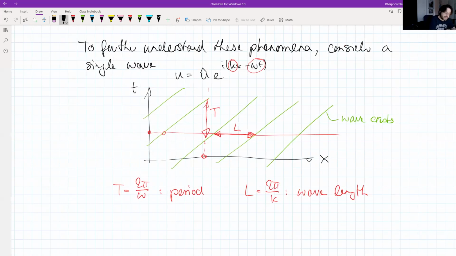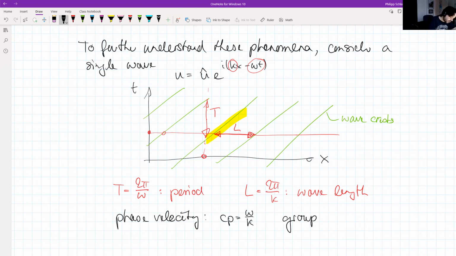But now I can, of course, define a speed of this, or various speeds of this. First of all, I can define the speed of each individual crest. That is essentially how fast one crest is progressing in space. That is the so-called phase velocity, and that is nothing else than omega divided by k. That's really just the slope of this yellow line.